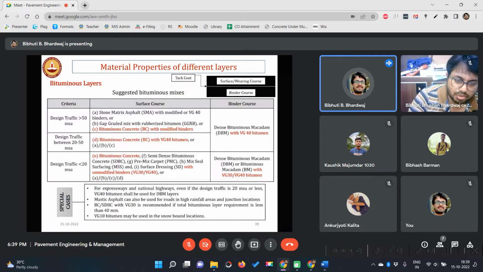Now coming to the most important layer, which is the bituminous layer. As you know, there are two bituminous layers in flexible pavement. One is called surface or wearing course, and the second one is binder course, of course with a tack coat in between them. As you know, there are different types of bitumen, and there are different advancements in bituminous technology also. So there can be different varieties. Which variety should be used in your case is already suggested in your IRC.